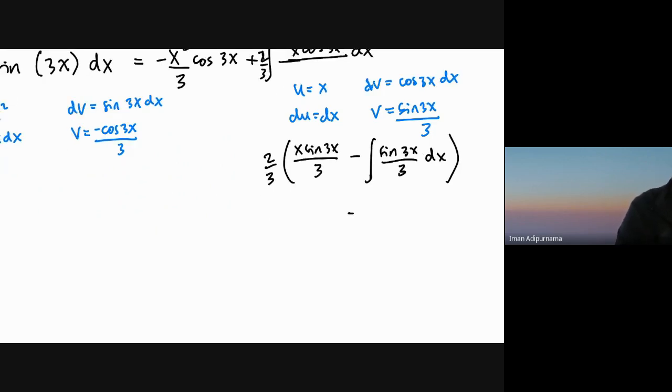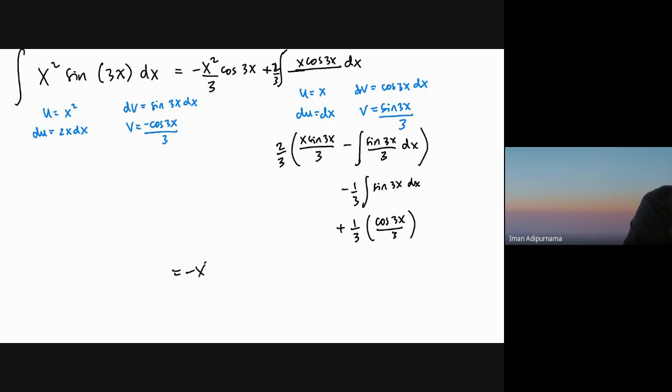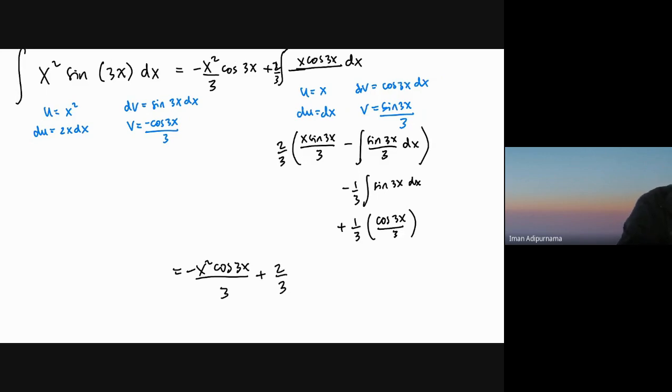This will be minus cos x, so plus 1 over 3 cos 3x over 3. Think that way. Okay, so it will be minus x squared cos 3x over 3 plus 2 over 3 x sine 3x over 3 plus 1 over 9 cos 3x plus c.